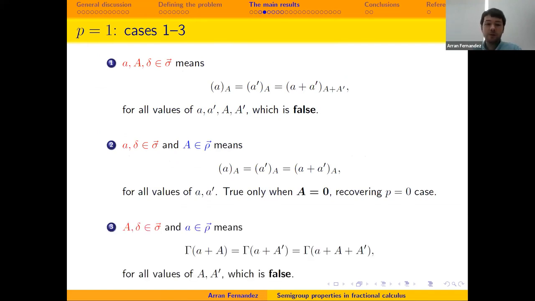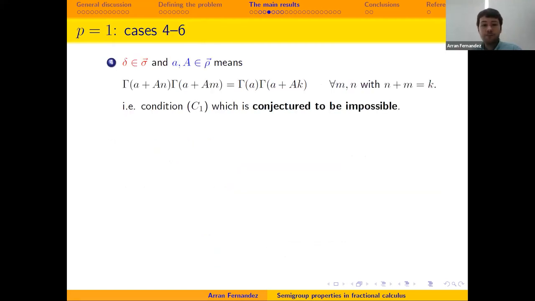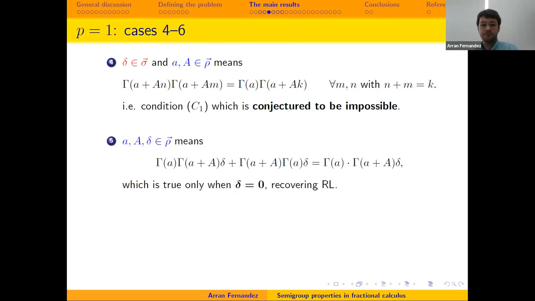Case 3, big A and delta red, little a blue. This should be true for all values of big A. Again, it is false. So far we've got 2 false and 1 reductive. Case 4, this one is interesting. Delta red, both the A's blue, and that reduces to this relation, which is the condition C1. Remember, we conjectured this to be impossible, but we were not able to prove it. So case 4 is still possible until that conjecture is proved.